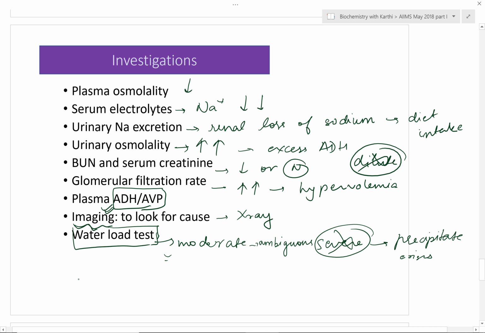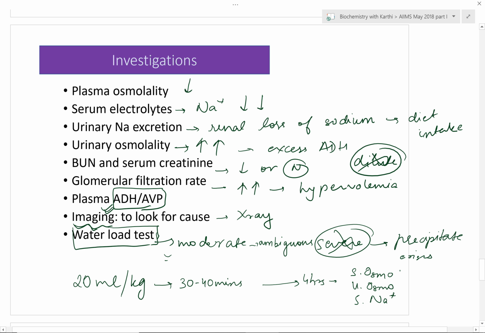And basically what you do here is you give 20 ml per kg of water to the patient to be consumed over 30 to 40 minutes, and then after 4 hours you'll check the serum osmolality, the urine osmolality and the serum sodium. So you will find that in normal people the serum osmolality will go down because of the volume expansion. The urine osmolality should remain normal. The serum sodium levels should go down.